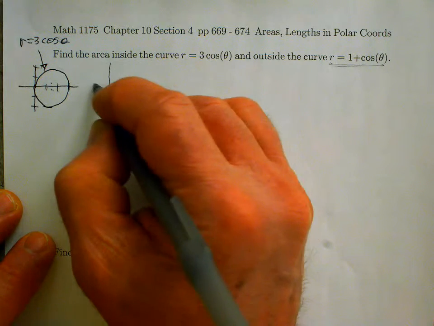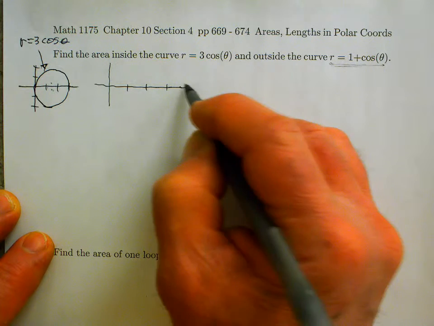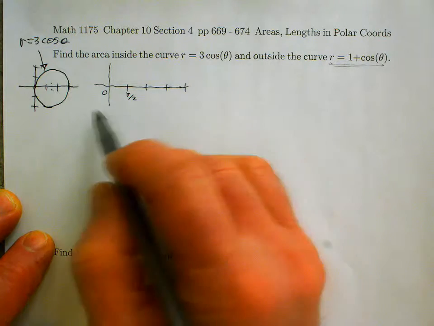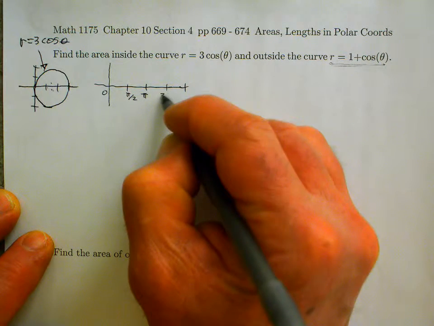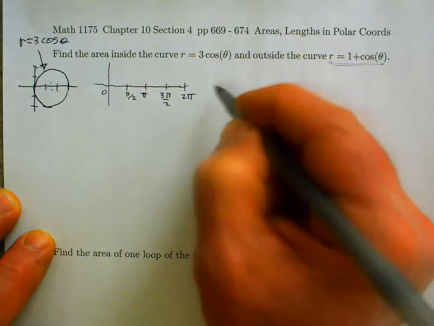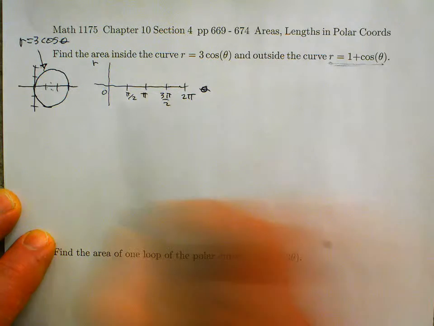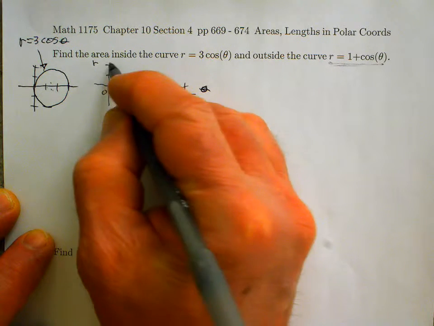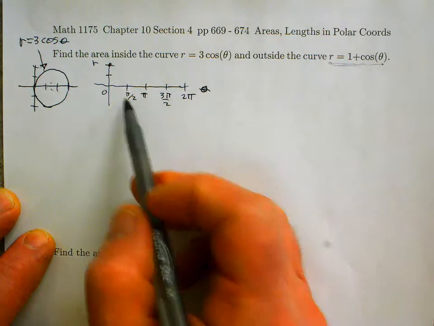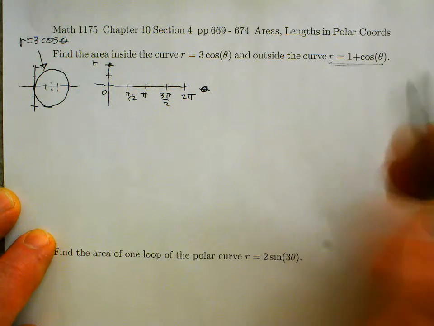So r equals 1 plus cosine of theta. We'll see what it does between 0 and 2 pi. Theta and r. So when theta is 0, r is 2. When theta is pi over 2, 1 plus cosine of pi over 2 is 1 plus 0, or 1.